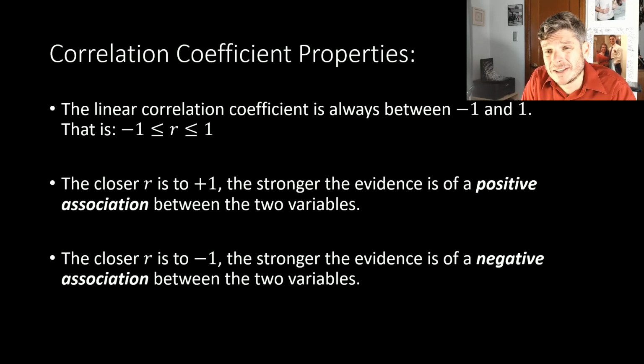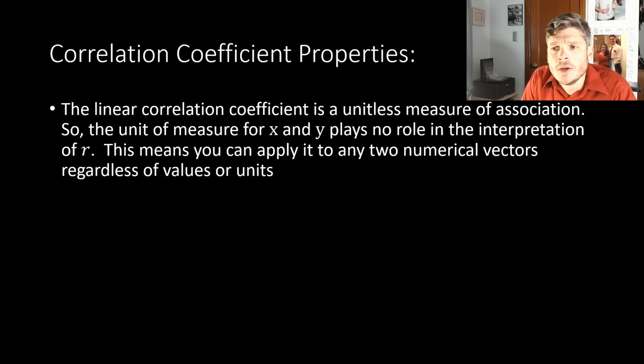What that also means is that the closer we are to 0, the less evidence we have for any sort of linear correlation between these two variables. One thing to keep in mind too, the nice part about the linear correlation coefficient is that it's unitless. It's a unitless measure of association, which means it does not matter what units my variables are stored in numerically, and it doesn't matter what the values are either, how big or how small they are. As long as they are numerical, we can calculate this correlation coefficient.